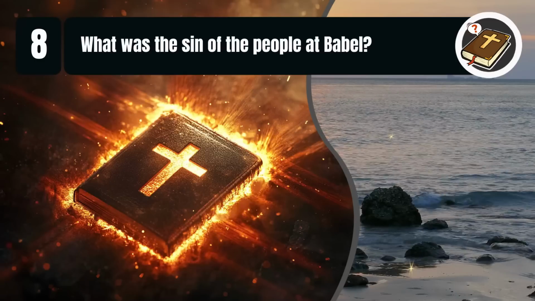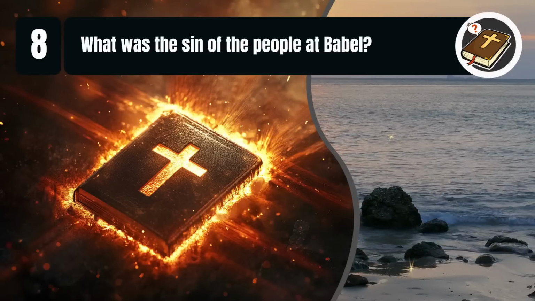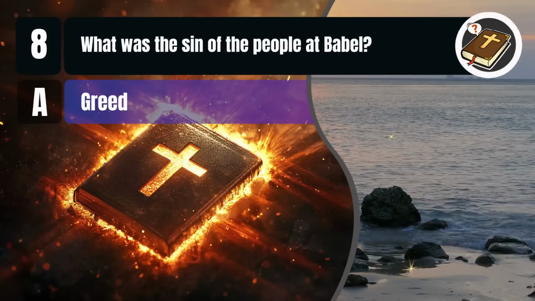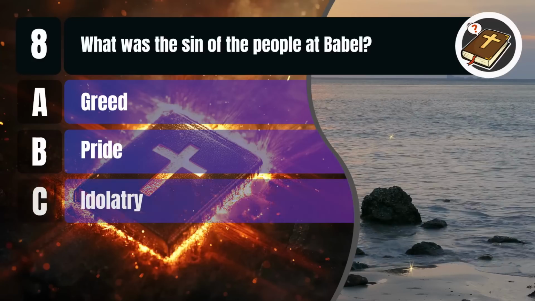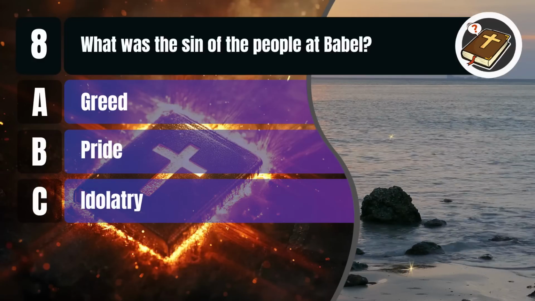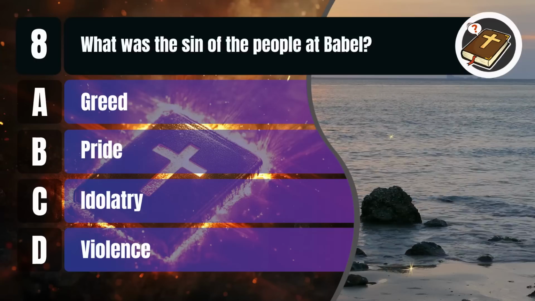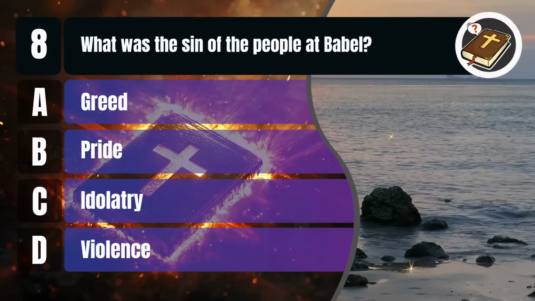Question 8. What was the sin of the people at Babel? A. Greed. B. Pride. C. Idolatry. D. Violence. You get 10 seconds.